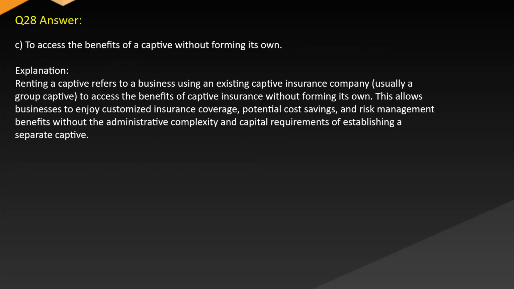Answer. C. To access the benefits of a captive without forming its own. Explanation. Renting a captive refers to a business using an existing captive insurance company, usually a group captive, to access the benefits of captive insurance without forming its own. This allows businesses to enjoy customized insurance coverage, potential cost savings, and risk management benefits without the administrative complexity and capital requirements of establishing a separate captive.